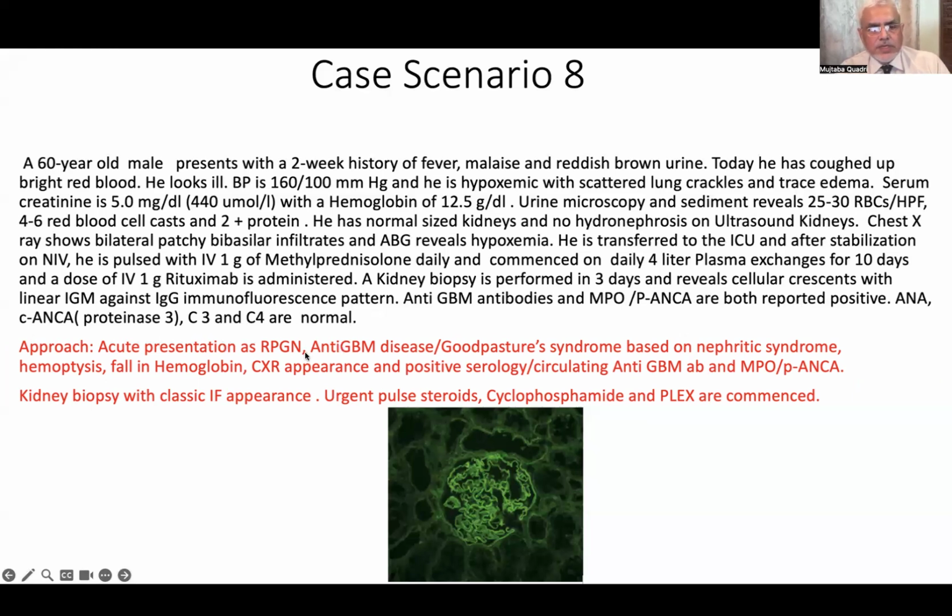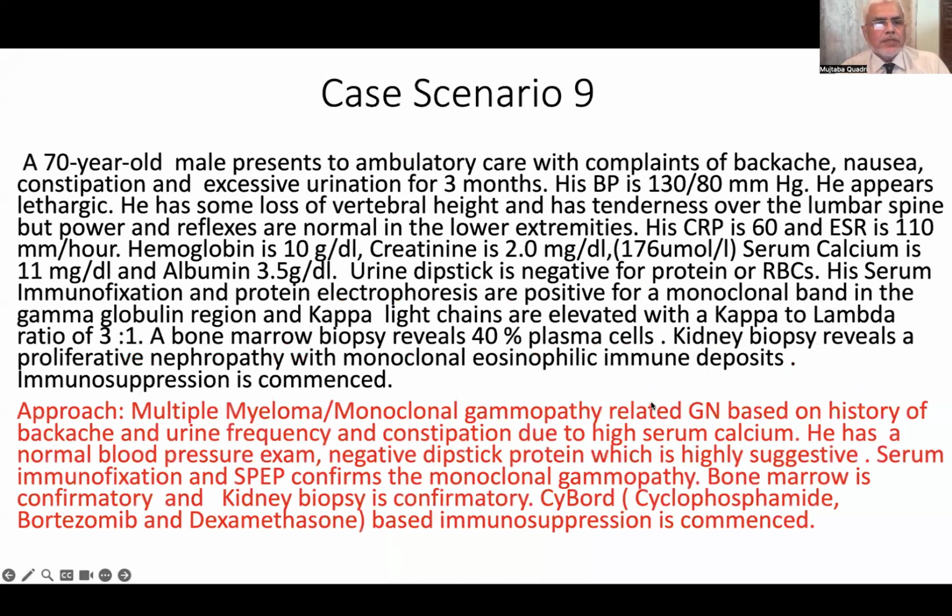So this is an acute presentation of RPGN of anti-GBM disease. And so kidney biopsy is classical with this linear immunofluorescence along the basement membrane. So you need to have urgent pulse steroid, cyclophosphamide, and PLEX, as was commenced.